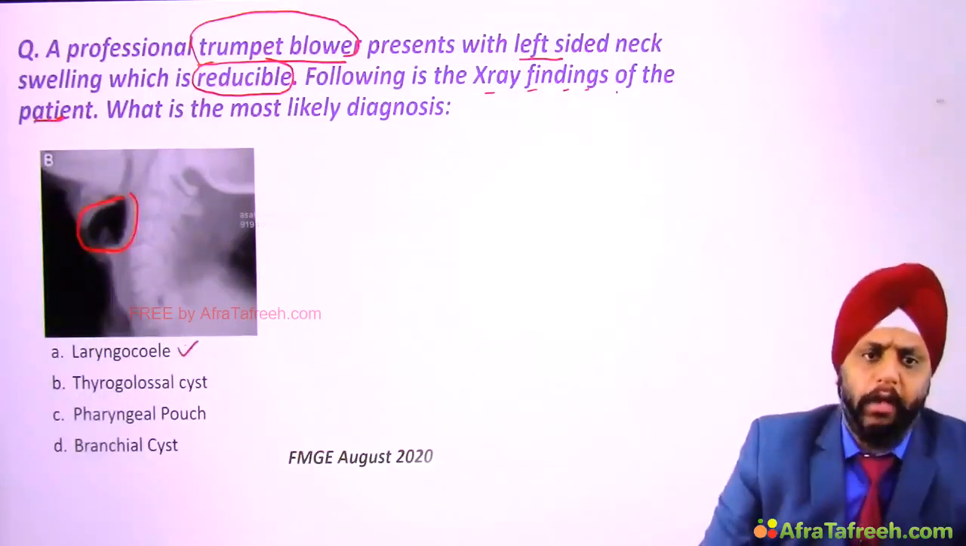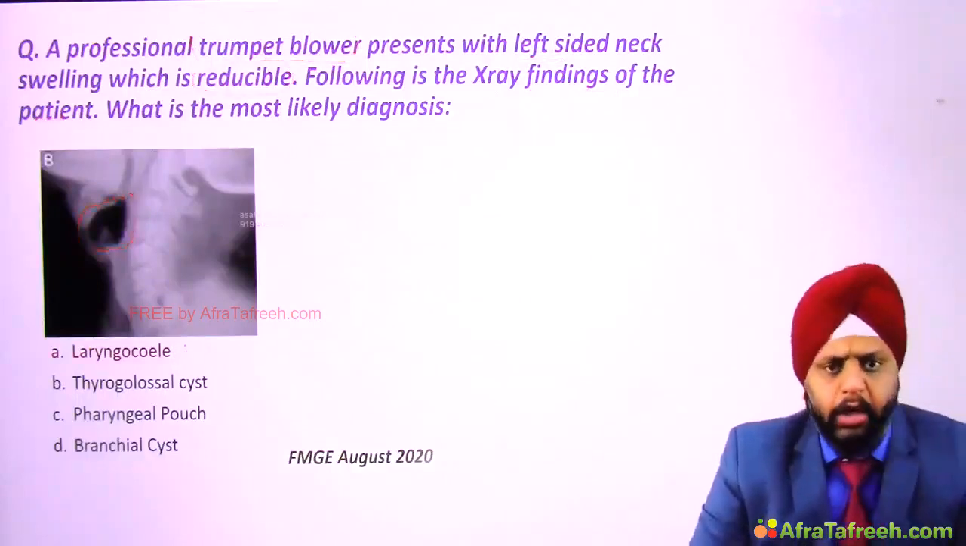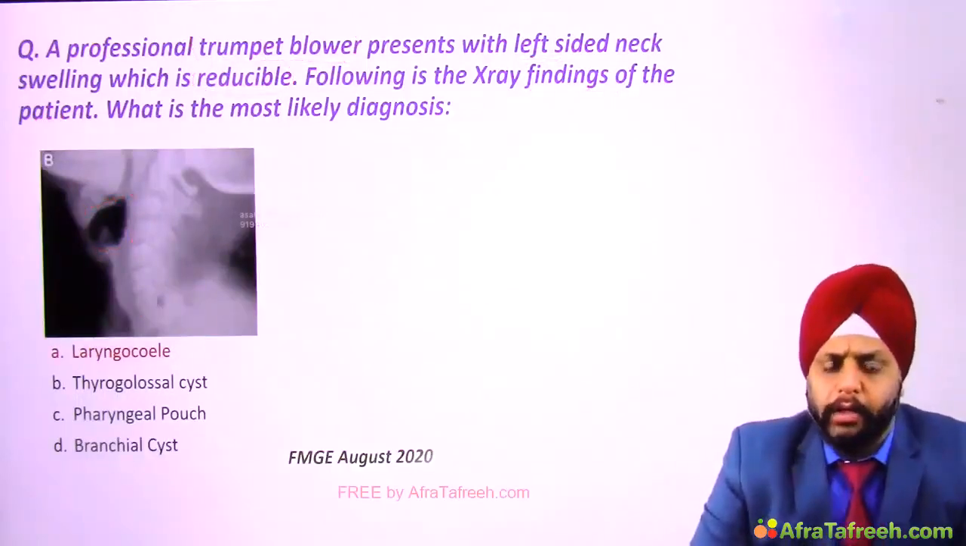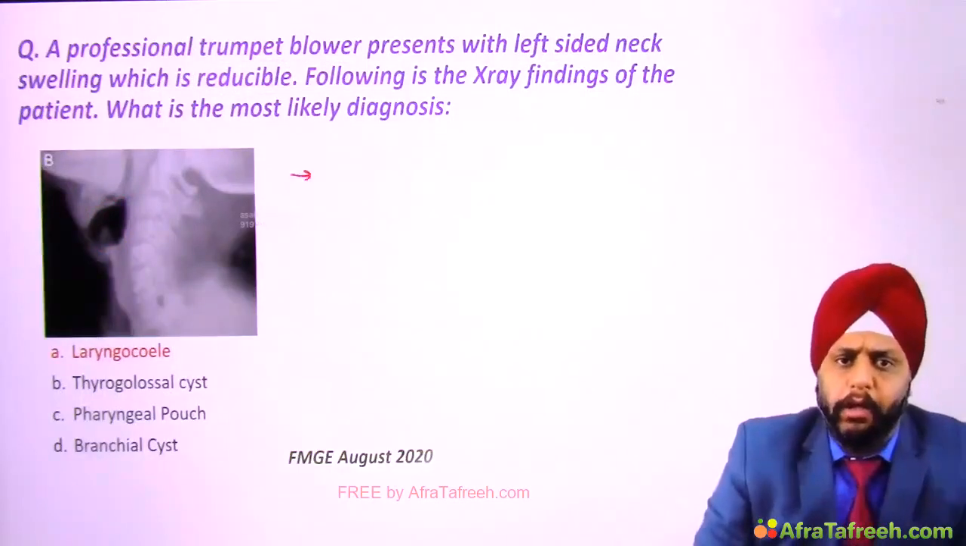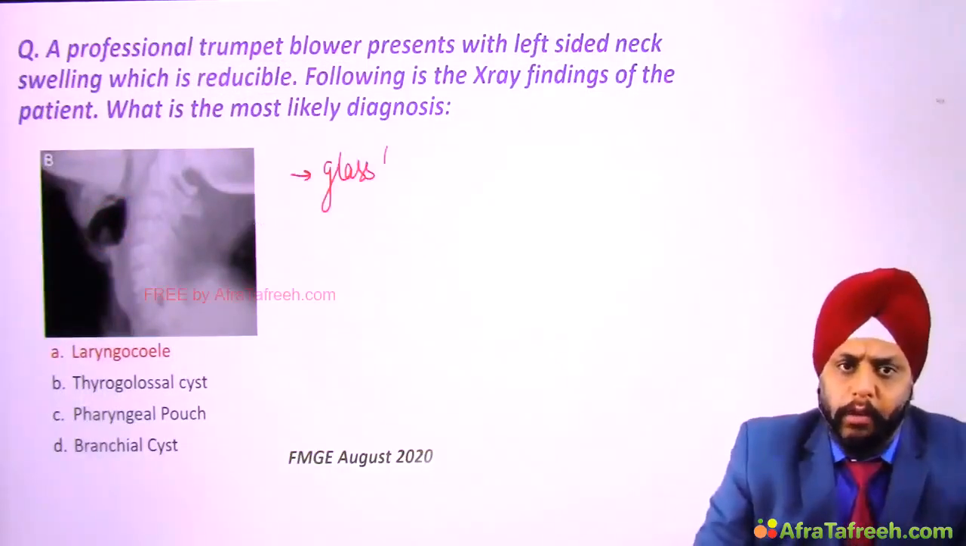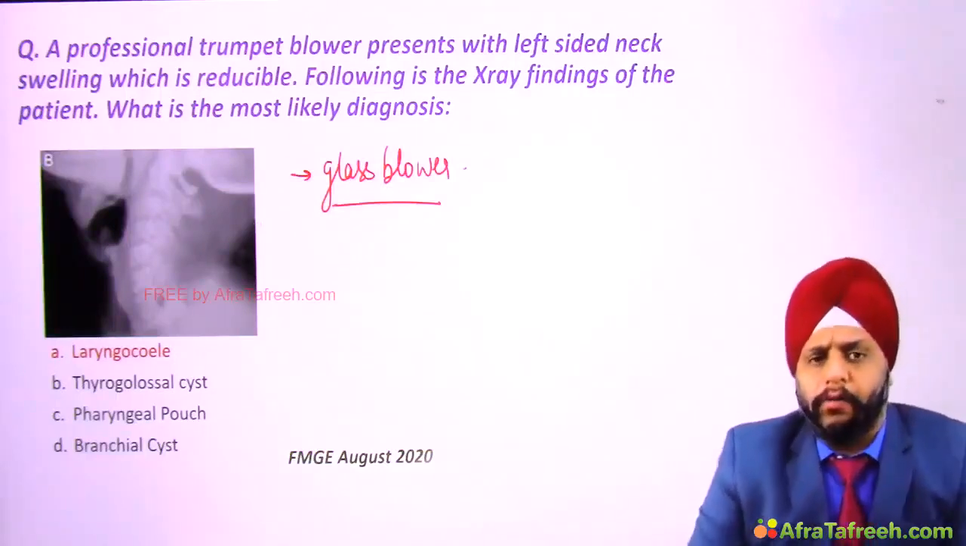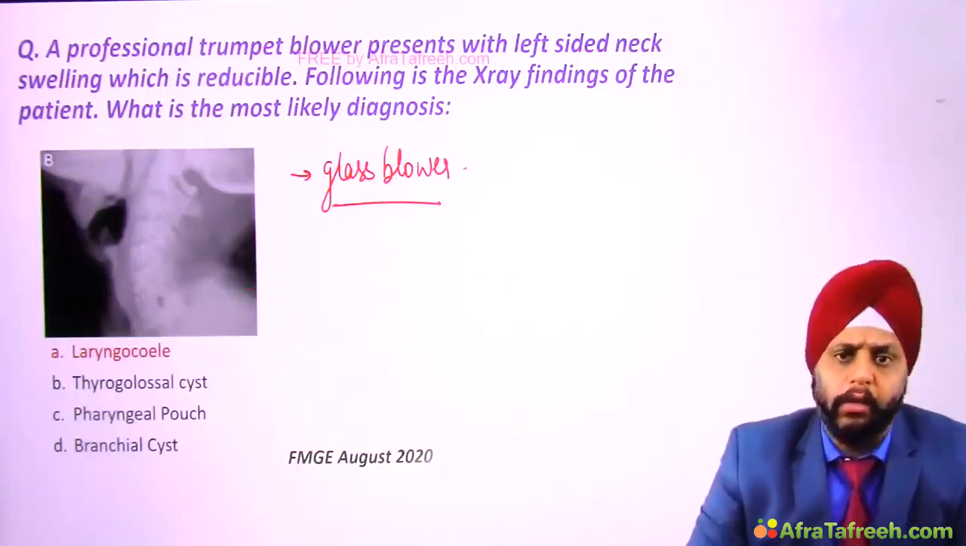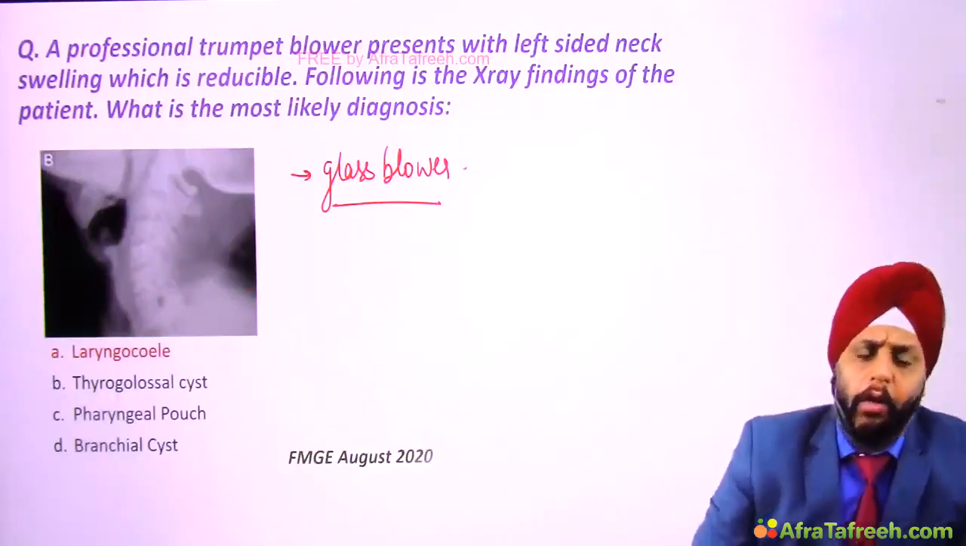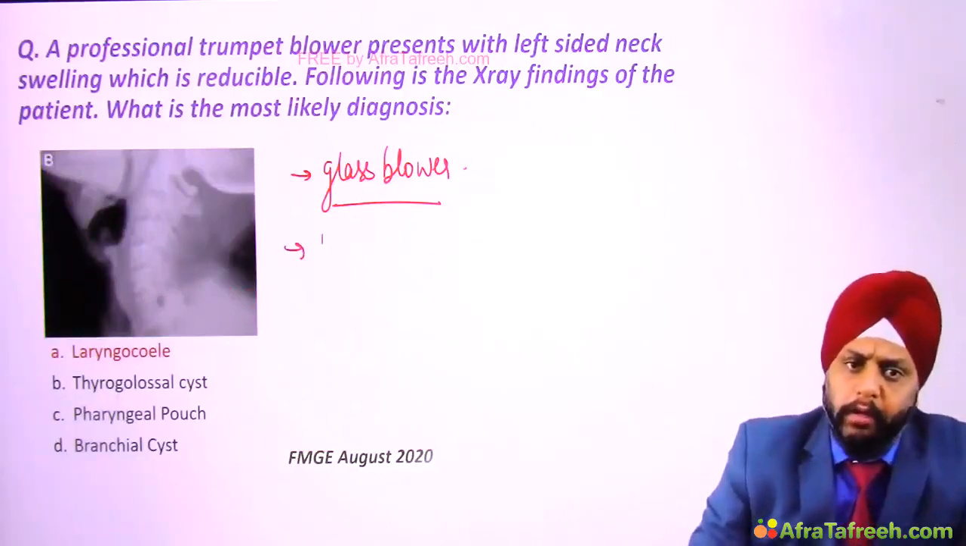Answer is laryngocele. Right? So remember, laryngocele happens in professional trumpet players. It also happens in case of glass blowers. Glass blowers give shape to glass when it is hot by blowing into it. So professional glass blowers. Also it can happen in case of weightlifters.